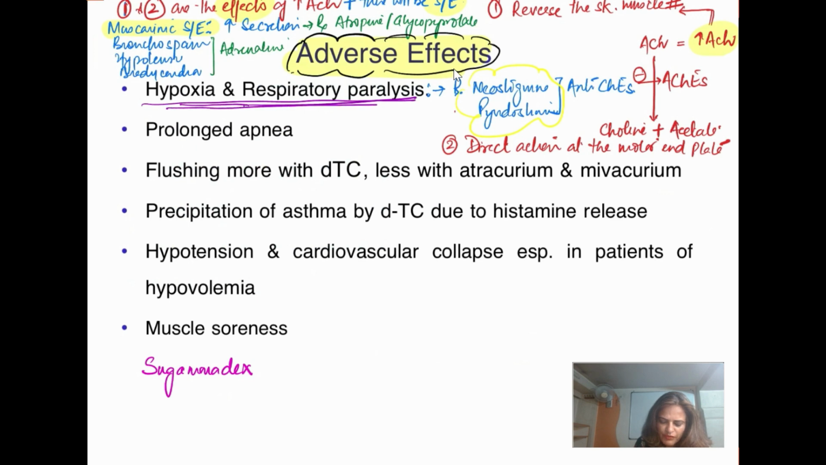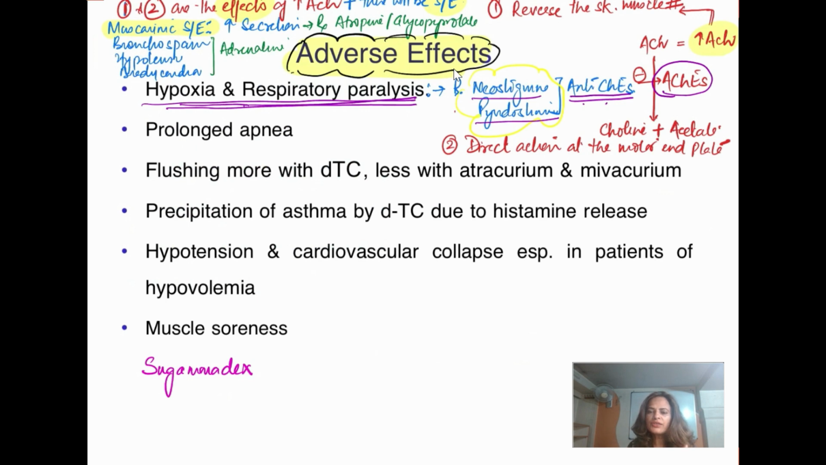So usually to reverse this, we can give ventilatory support, or we can use neostigmine and pyridostigmine. Now, what are neostigmine and pyridostigmine? They are anticholinesterases. Now, how are they going to act? They are going to inhibit the enzyme acetylcholinesterase.